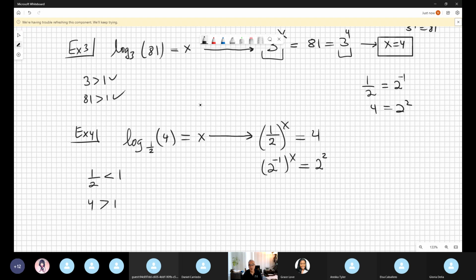So you copy 2 to the negative 1 raised to the x equals 2 to the second. One more time, you apply the property of exponent multiplication: 2 to the minus x is equal to 2 to the second power. Now we have two exponentials with the same base, therefore minus x is equal to 2, therefore x equals minus 2. Exactly, we predicted negative because we have a contradiction between the base and the argument. One is less than 1, another is greater.